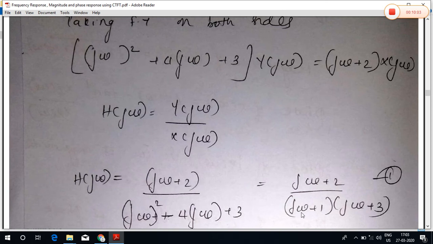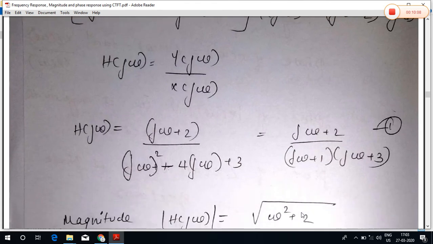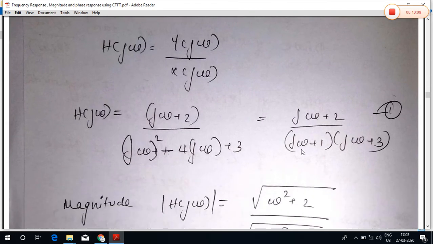Next, we split the denominator term into its factors. That is, (jω)^2 + 4jω + 3 is split into (jω + 1) into (jω + 3). So this is your H(jω). We have computed the H(jω).